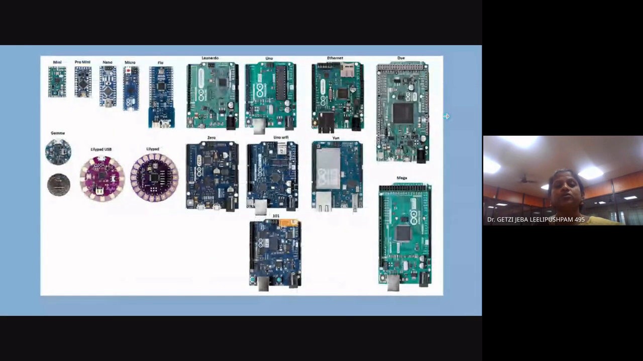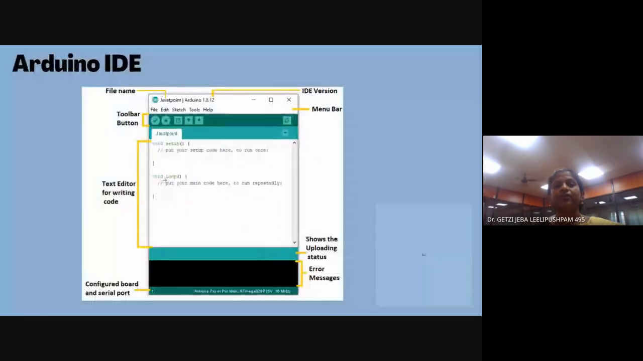Okay, and there are also a few boards which are used for wearable devices, LilyPad USB and Gemma. These are small devices used for manufacturing or prototyping products like smart watches and smart glasses. In that case, you can go for this type of small board. All right, so these are the different variants.